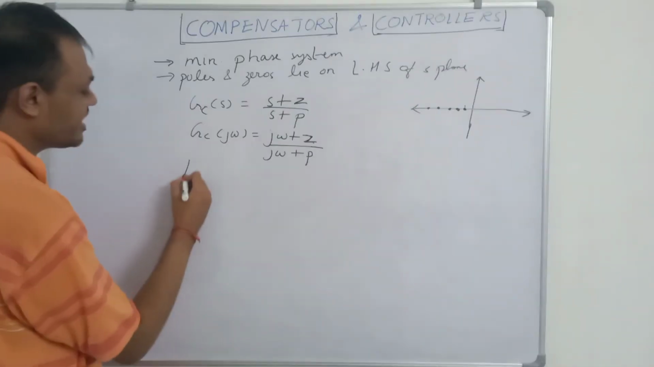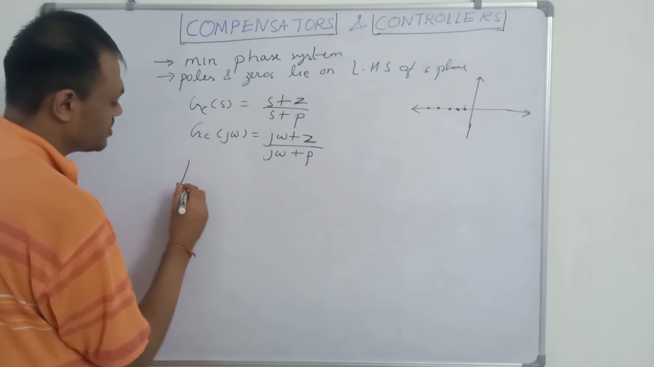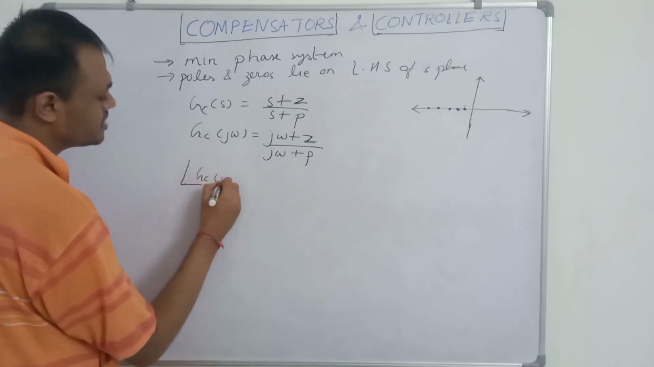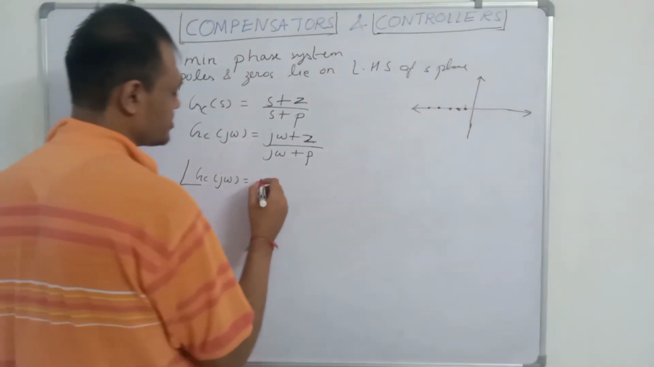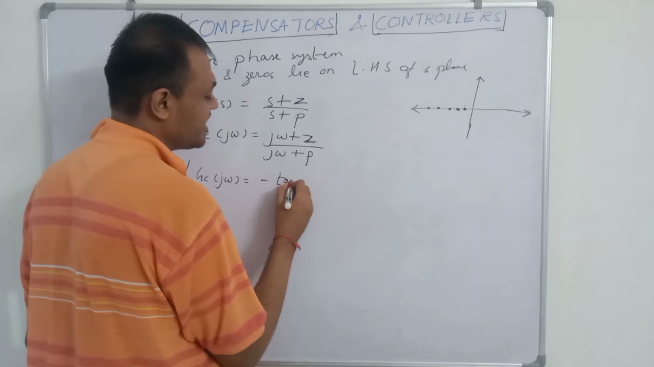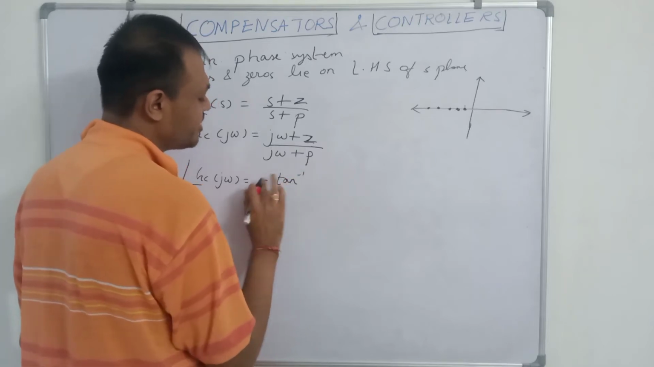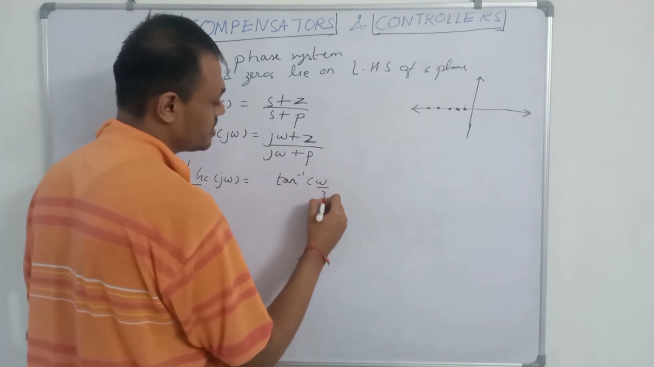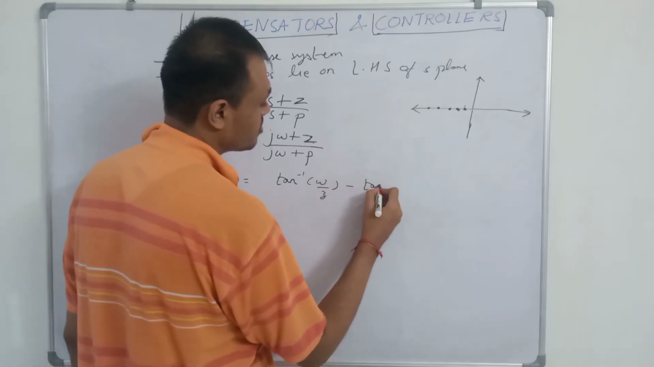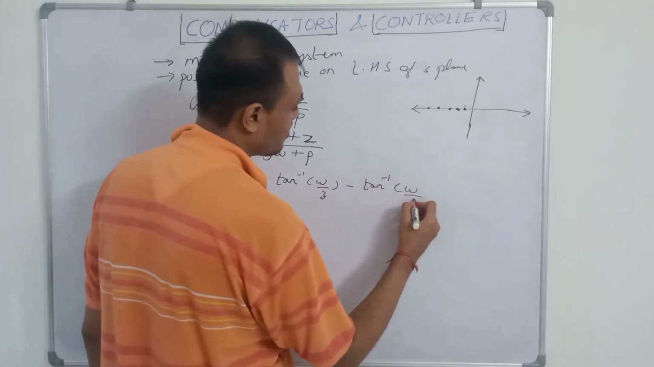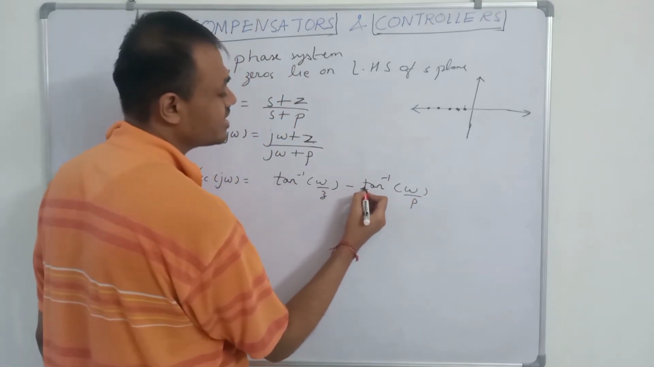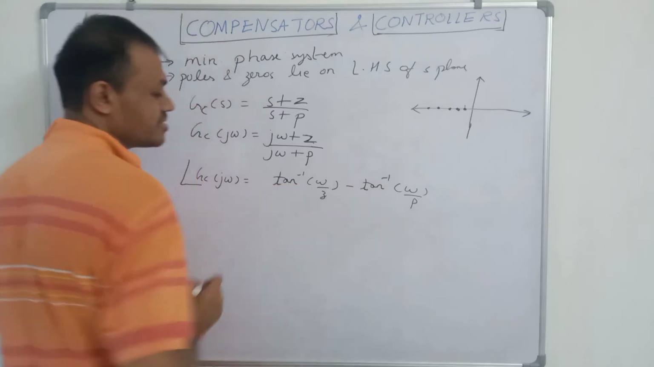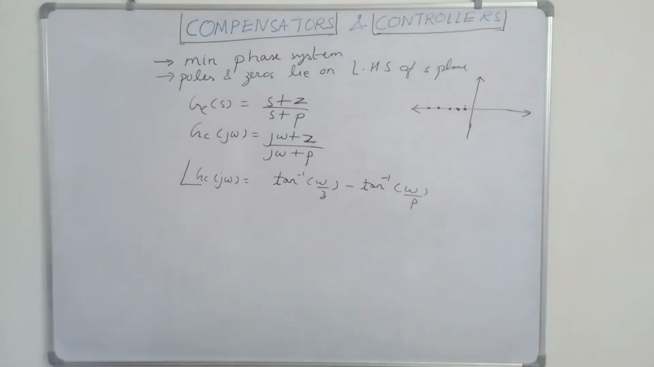If we see the angle, then the angle of Gc(jω) will be equal to tan inverse of ω/z minus tan inverse of ω/p. This will be the angle of Gc(jω).